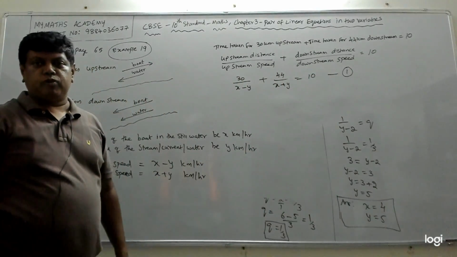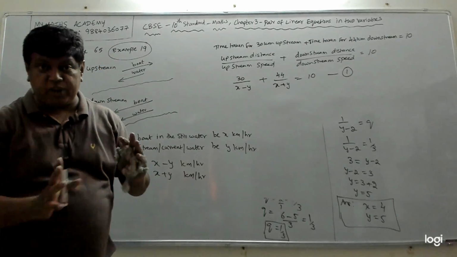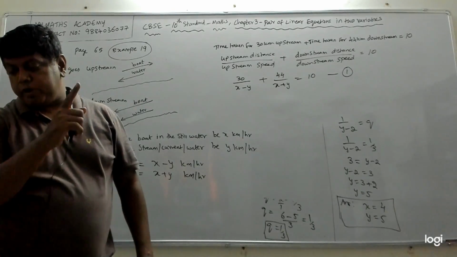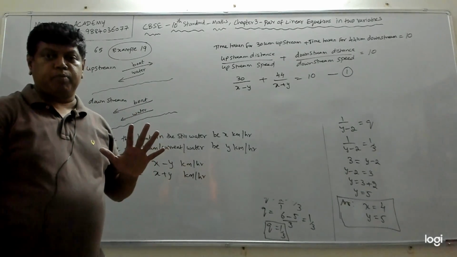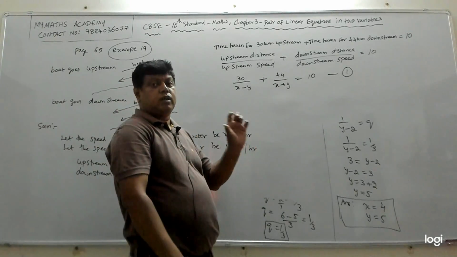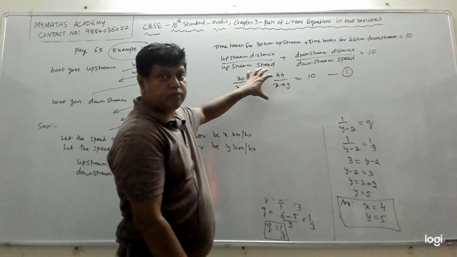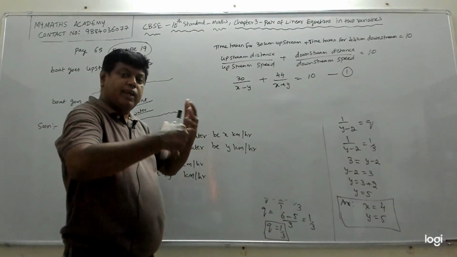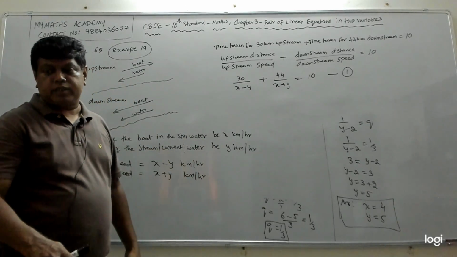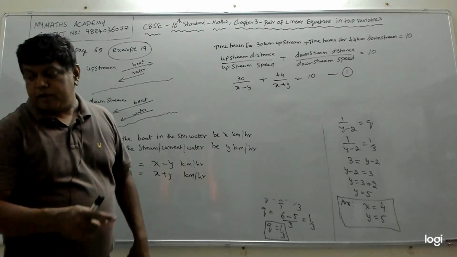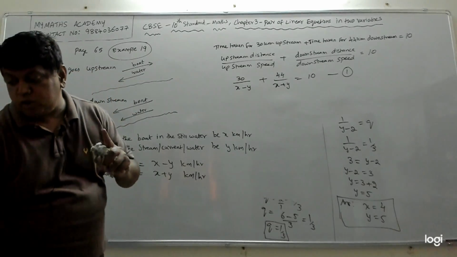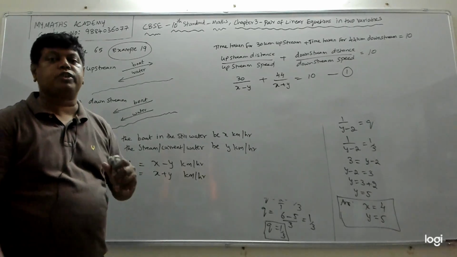Clear? I am reading the first statement again from the question. The question says a boat goes 30 km upstream and 44 km downstream in 10 hours. From that statement, we have got this equation. Now we should read the second statement and form a similar equation for the other condition. The second information given is that in 13 hours, it can go 40 km upstream and 55 km downstream.